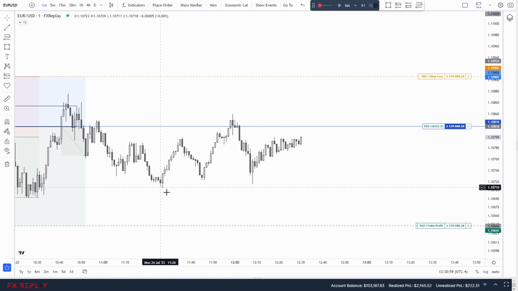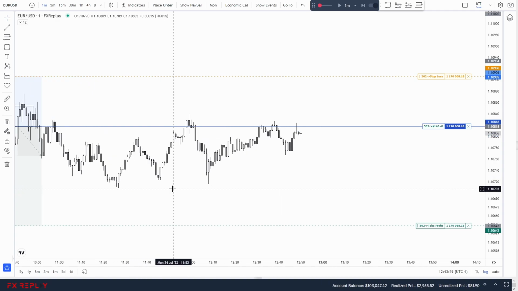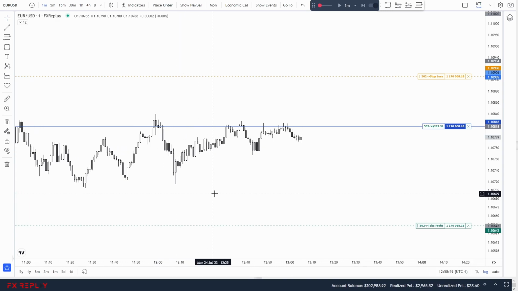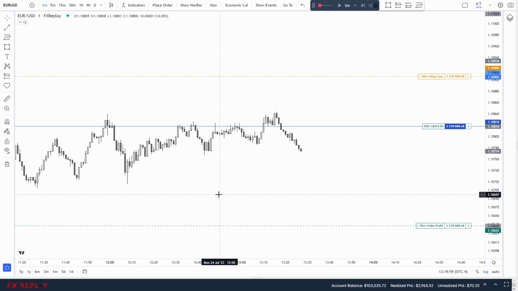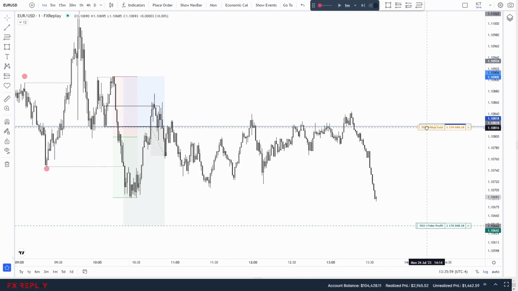If we do violate these lows right here, at that point, I will be going break even. So I would be setting an alert there. As soon as that goes off, I would be moving my stop to break even. So that would be right here. So at this point, I would move my stop to break even, not really worry about the trade anymore, go about my day and then see what happens.